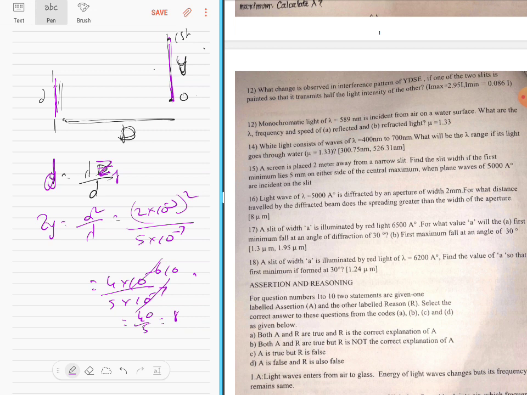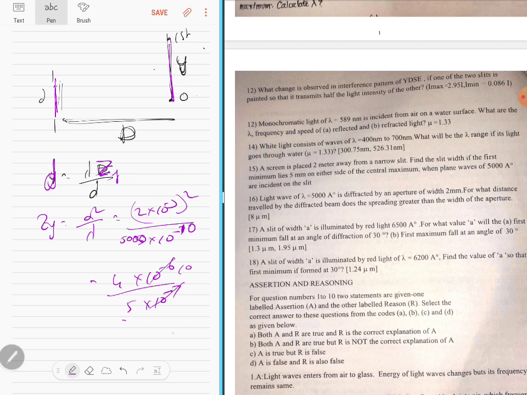I got an answer 8. What is the mistake I've done? 5000 Angstrom, so let me write it as 5000 into 10 to the power minus 10. Then recalculate based on that. Let's see if we're getting 4 into 10 to the power minus 6 by 5 into 10 to the power minus 7. This goes up, it will become again, I'm getting the same answer. I'm getting only 8 to be the Fresnel distance. It's not micrometer, according to me, it's 8 meters.